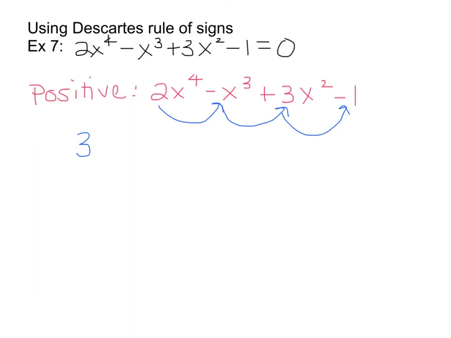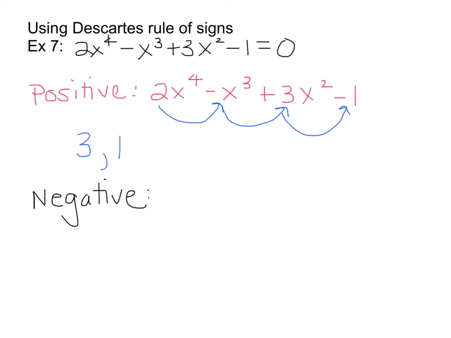And then after that, it said, or less than that by an even number. So if you were to take away 2, which is an even number, from 3, that would leave you with 1. So there's either 3 positive real roots or there's 1 positive real root. And the reason why you don't keep going farther than that is you're going to get negative numbers, and there's no such thing as negative positive real roots.